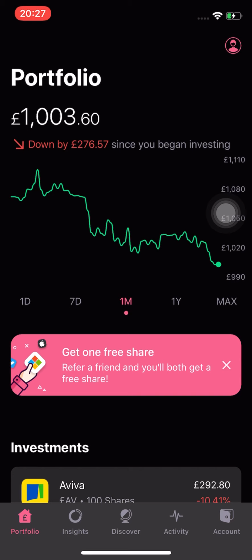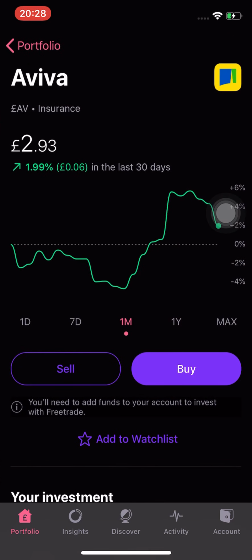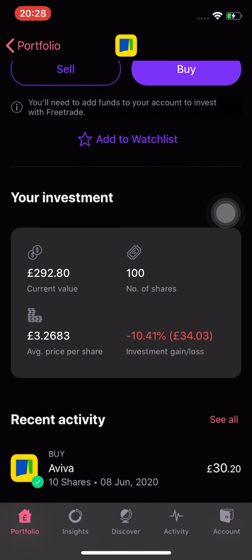So currently the portfolio is now at £1,003.60. I'm down £276.57. My largest holding is Aviva on this platform. I've got 100 shares. My average price is £3.26. I'm down 10.41%, and that's £34.03.